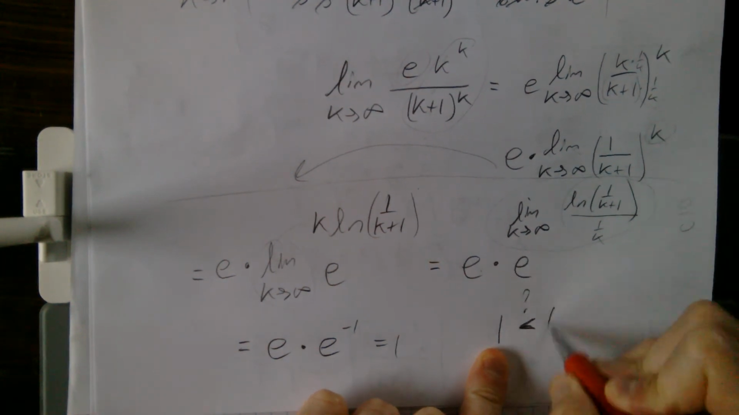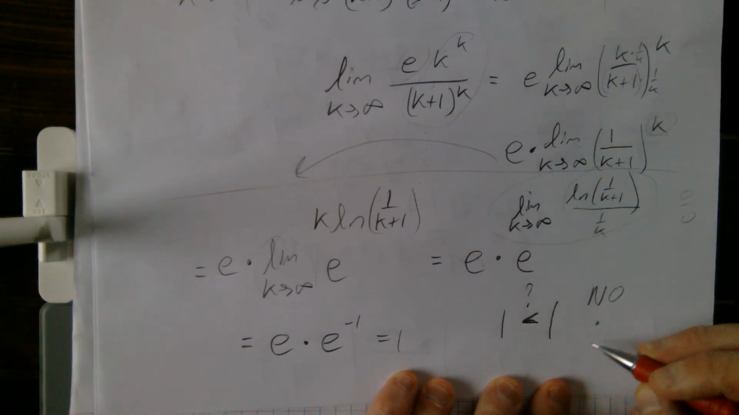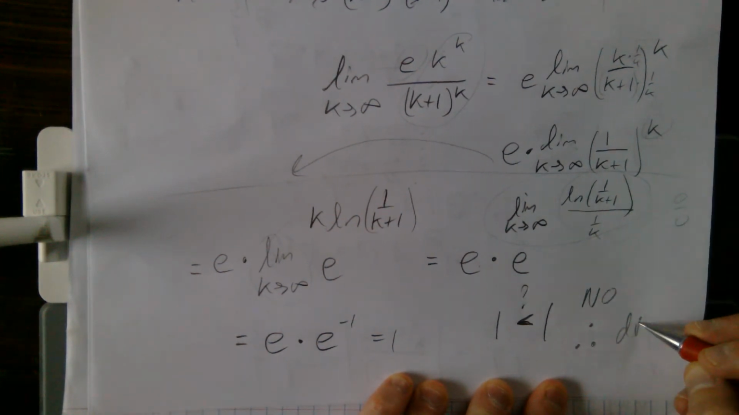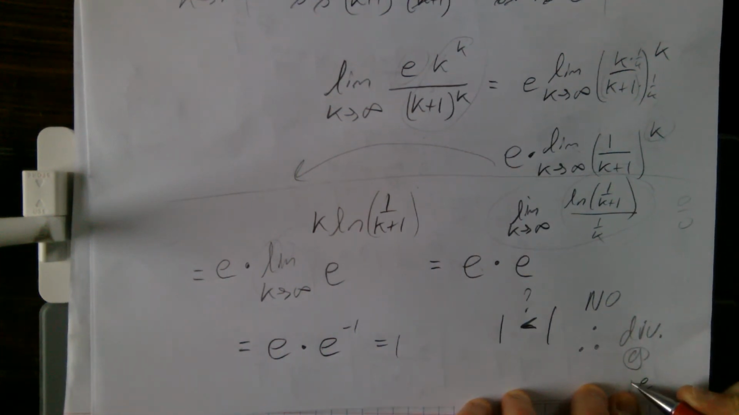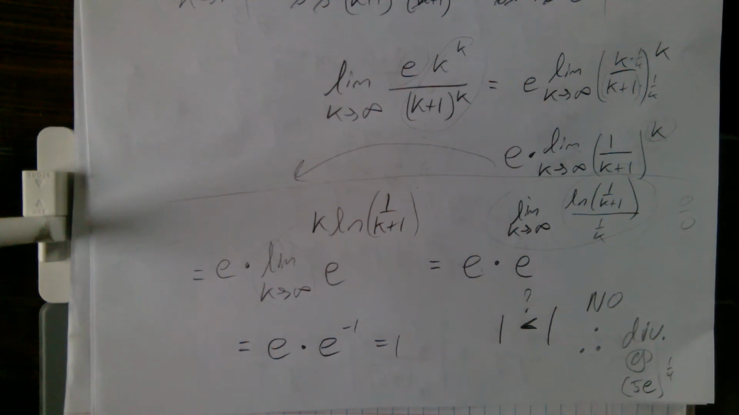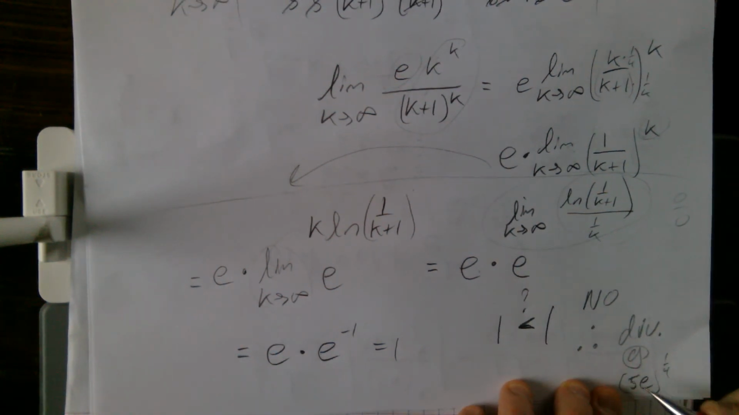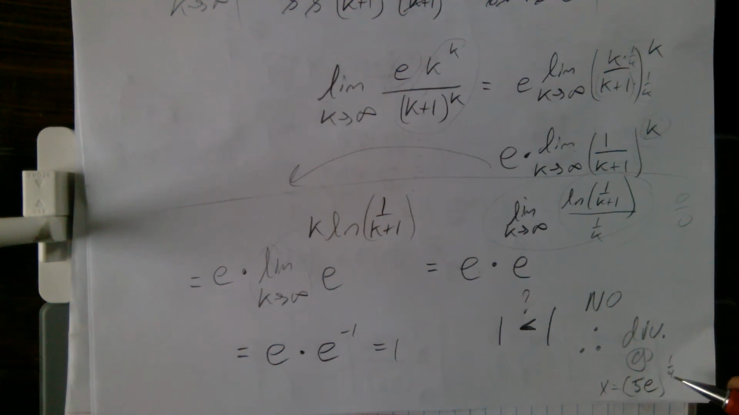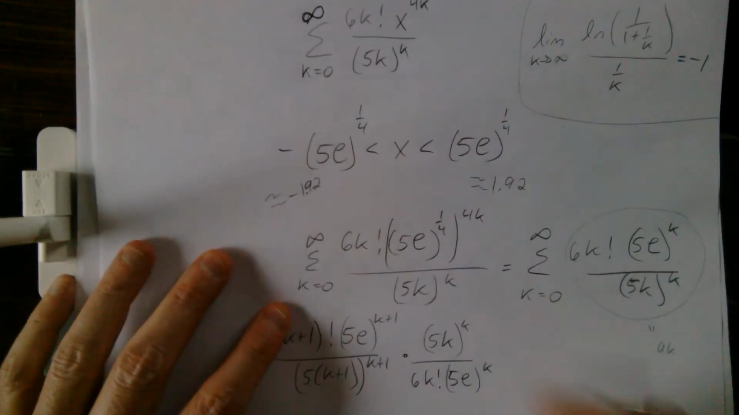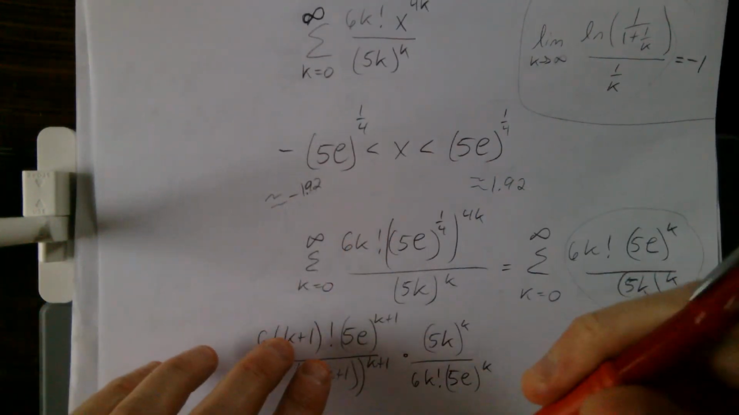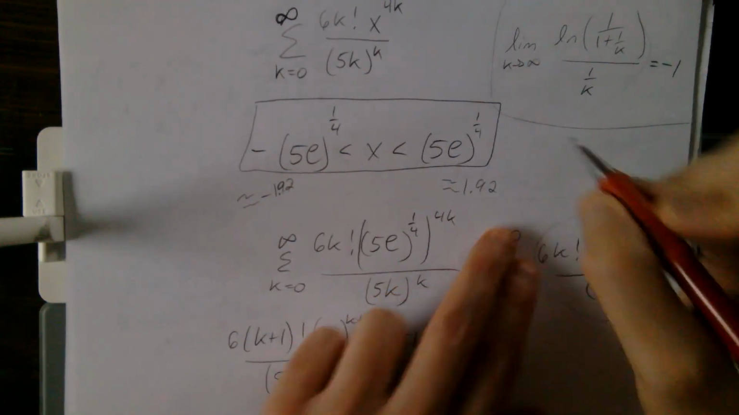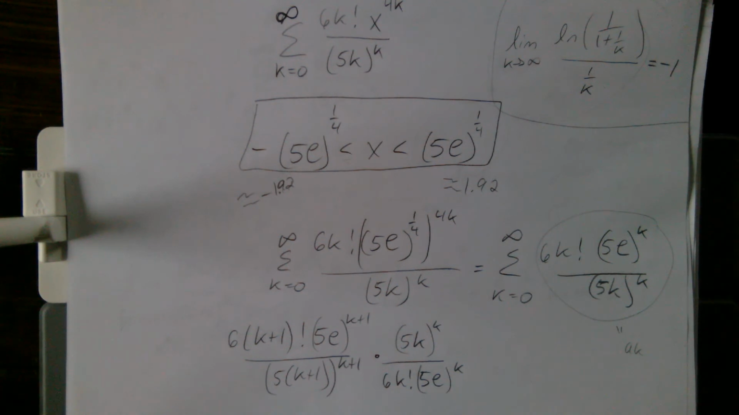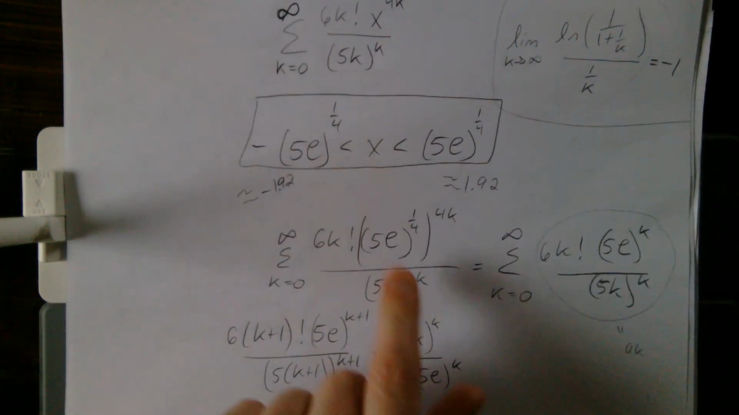Is this less than 1? No. Therefore, this diverges at that endpoint, which was the fourth root of 5e, and it diverges at the other endpoint as well. And so if you just leave off the equal signs, we don't have a less than or equal on either of these. It's an open interval, and that's where the series converges for those values of x.